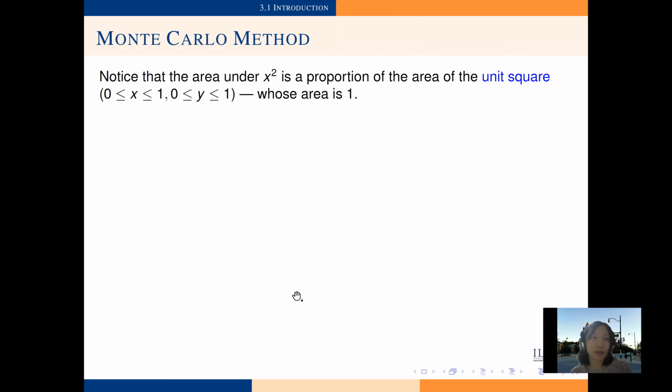However, the focus of this week's lectures is another class of methods for approximating this integral, and that is called Monte Carlo integration. Since we're already talking about the area under the curve, let's notice that the area under x squared between 0 and 1 is a portion of the area of the unit square, where both x and y range between 0 and 1, and the unit square has area of 1.